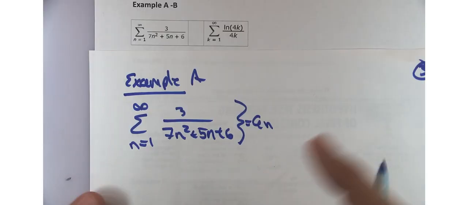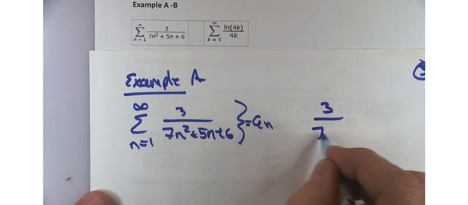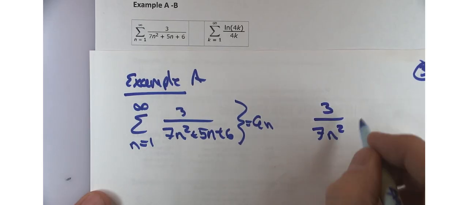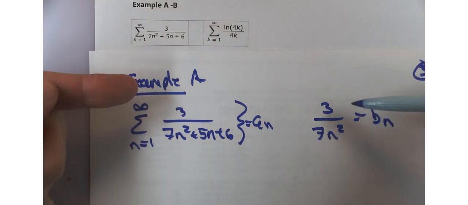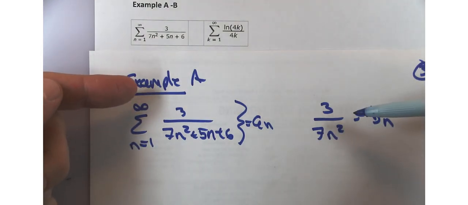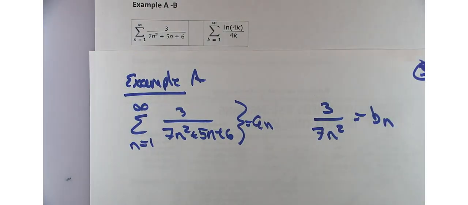And that would be 3 over 7n squared. We'll call that b sub n. How are these terms going to compare to each other? Which one's going to be bigger? Well, the numerator's the same, so we don't have to worry about the numerators. Let's think about the denominators. Which denominator has to be bigger?